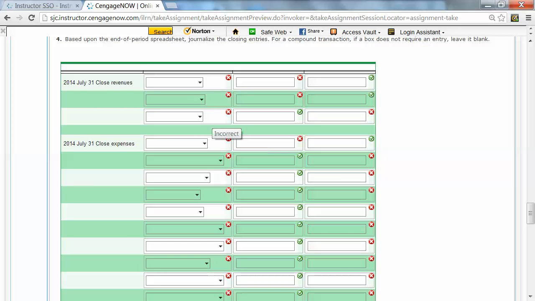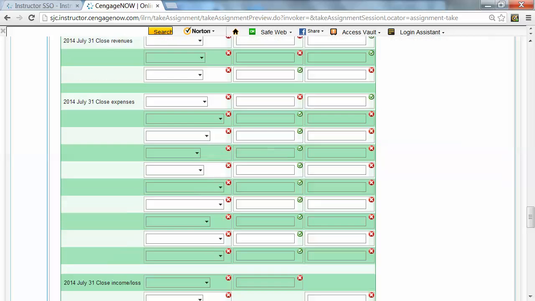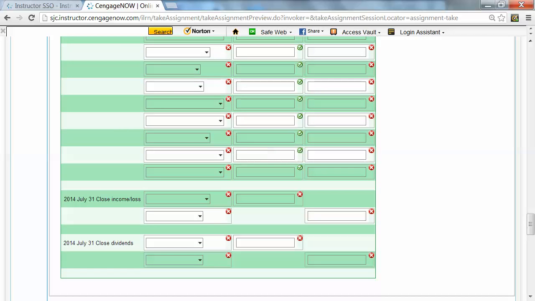Now we're going to be closing the revenue accounts. Then we'll close the expense accounts. After that, we'll take the net income or loss, in this case we had income, closing that to retained earnings, and we will close the dividends to retained earnings.